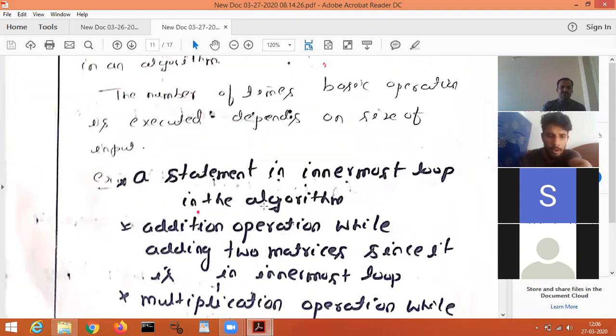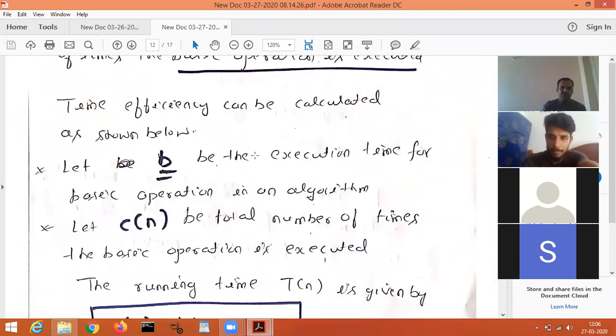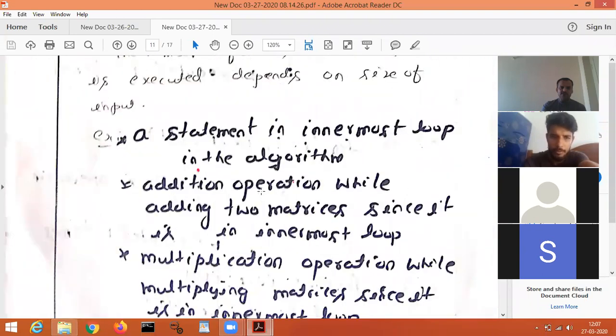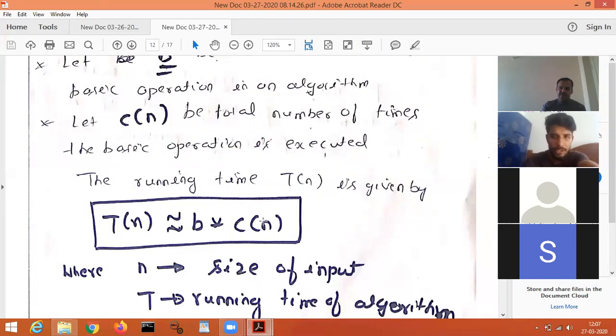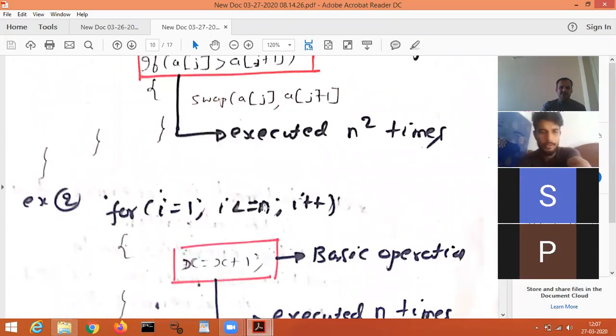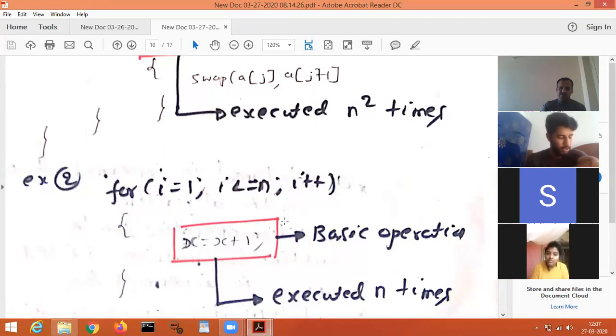See, for example, in this example, assume that x is equal to x plus 1, the basic operation, will take 1 unit of time. That is your B, whether it is 1 second or 1 minute. The total number of times the statement is executed is your C of n. How many times will the basic operation be executed? N times. 1 into n is how much? N. So the time complexity of this statement is n. The basic operation takes 1 unit of time, and is executed n times. 1 into n is n.